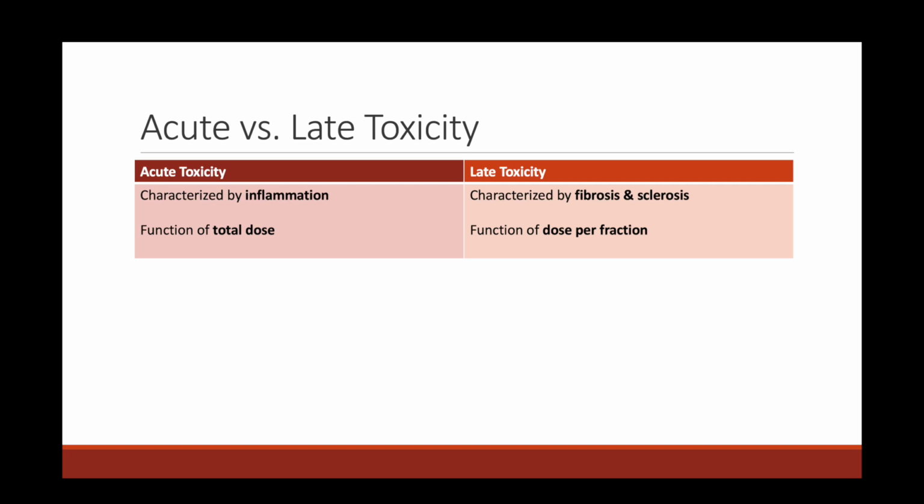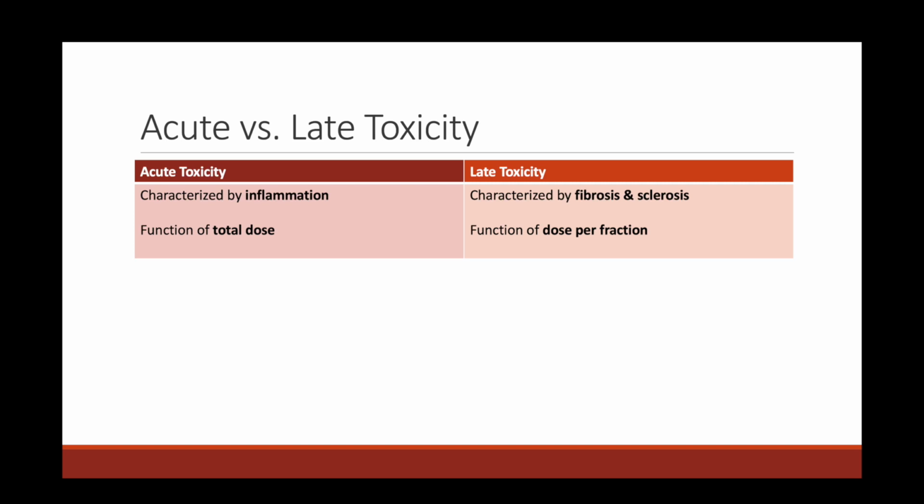So if we deliver a total dose that's higher during that radiation period, then the acute toxicity, we expect it to be worse. If we deliver a total dose that's lower, then we expect that acute toxicity to be improved. Late toxicity, on the other hand, is characterized by fibrosis and sclerosis. As you can imagine, fibrosis is something that happens long-term in the wound healing process. Late toxicity is a function of dose per fraction.